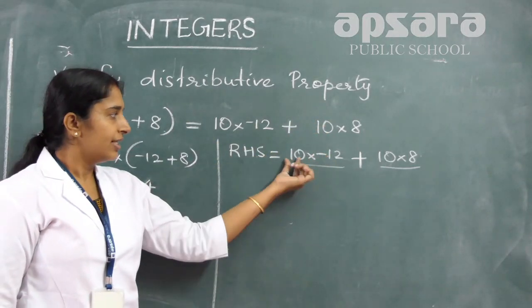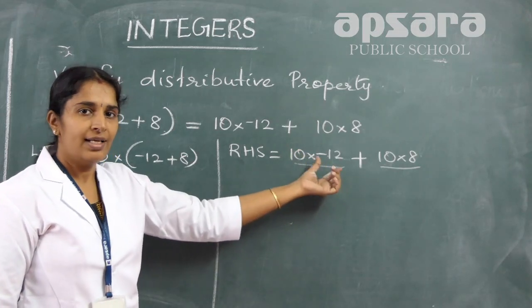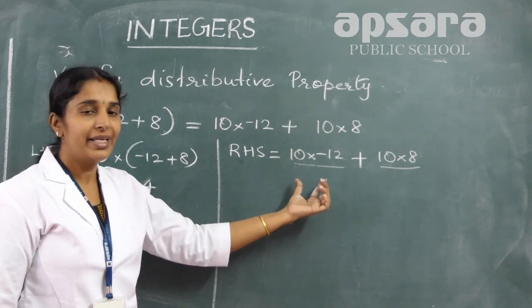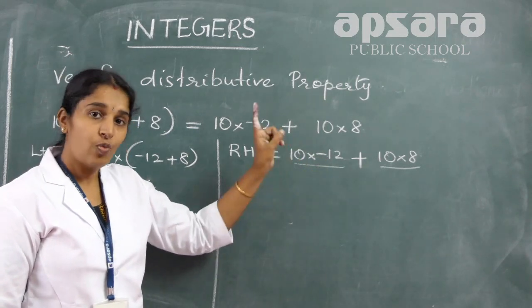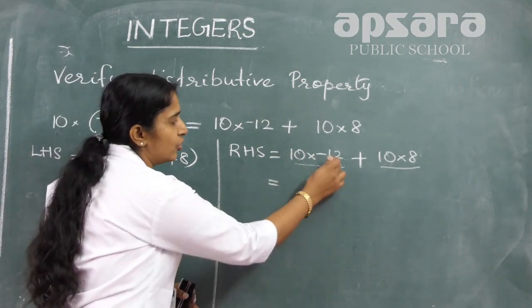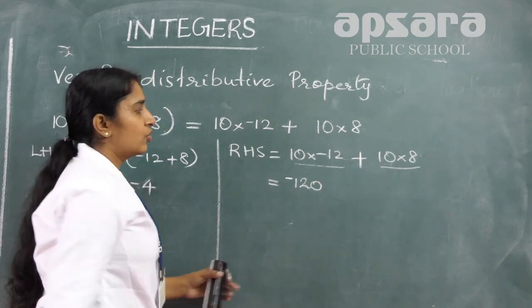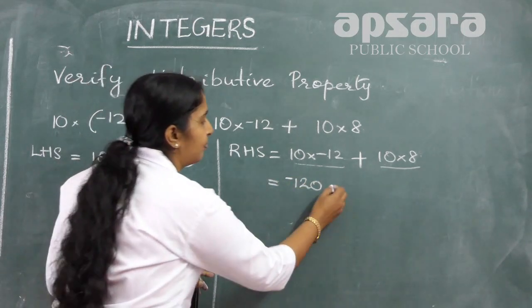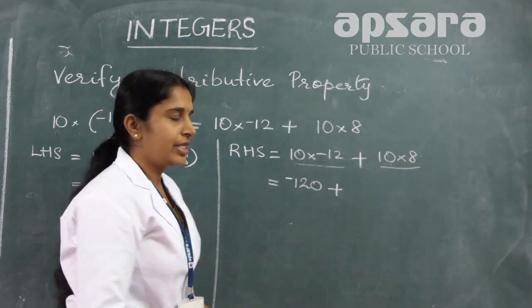Take the first one. 10 into minus 12. Multiply 10 and 12 and the product will be a negative value because you are having one negative integer in this case. So the answer is 10 into 12 is 120. It will be minus 120 plus 10 into 8. What is 10 into 8? 80.